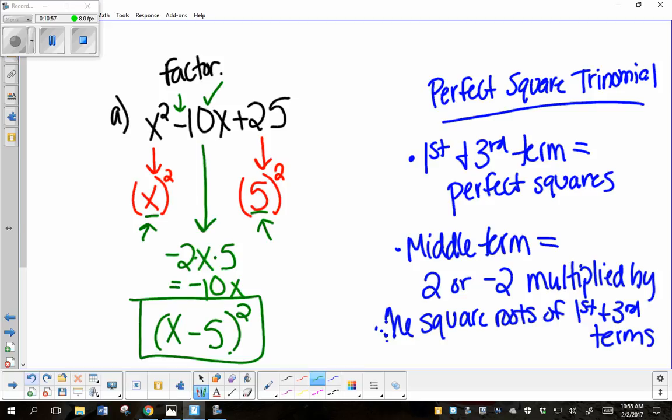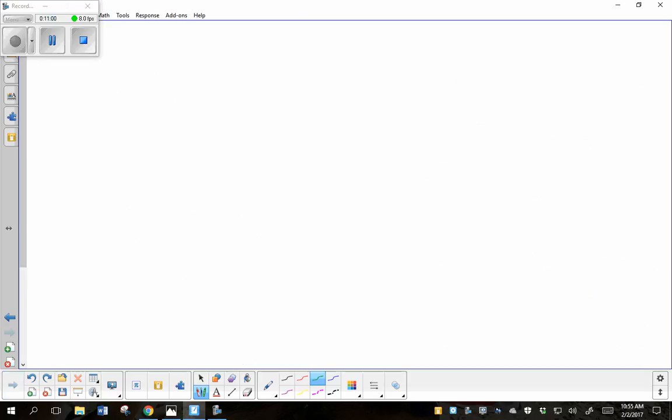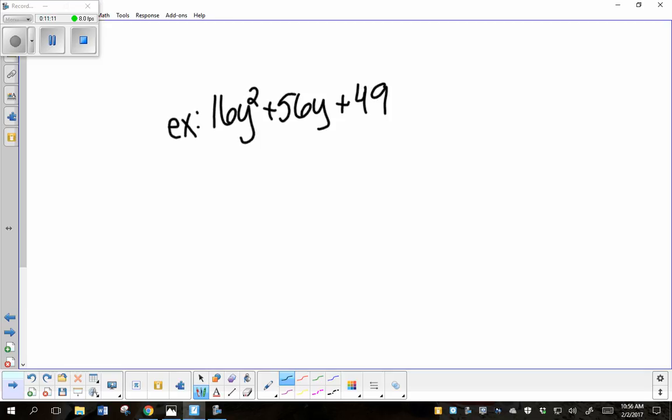I have 3 more examples for us. We're going to try 16y squared plus 56y plus 49. Alright, so let's see. Are my first and third terms perfect squares? What times itself would equal 16y squared? Well, 4 times 4 is 16, and y times y would get me y squared. So 16y squared is equal to 4y times itself. Is my last term a perfect square? Yeah, 49 is a perfect square. It's just 7 times 7.